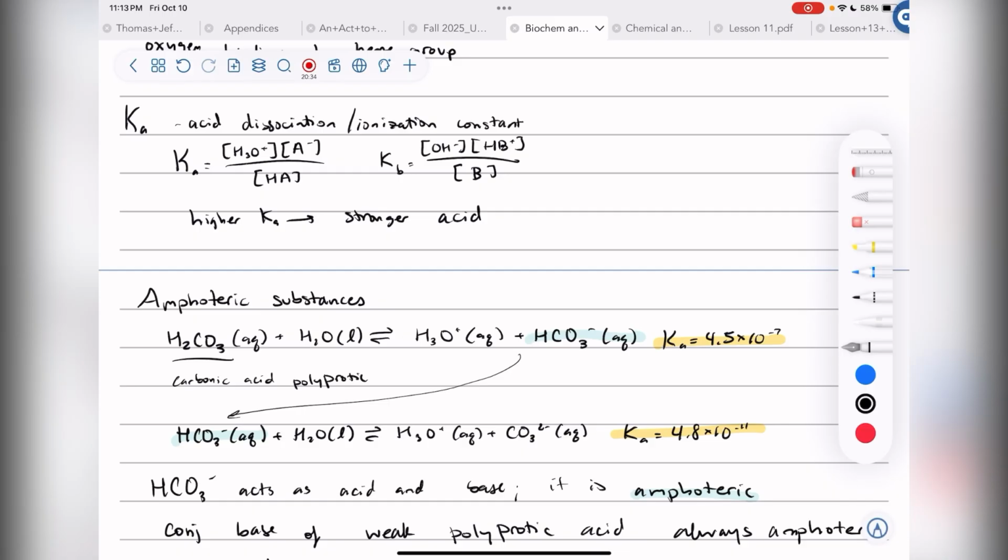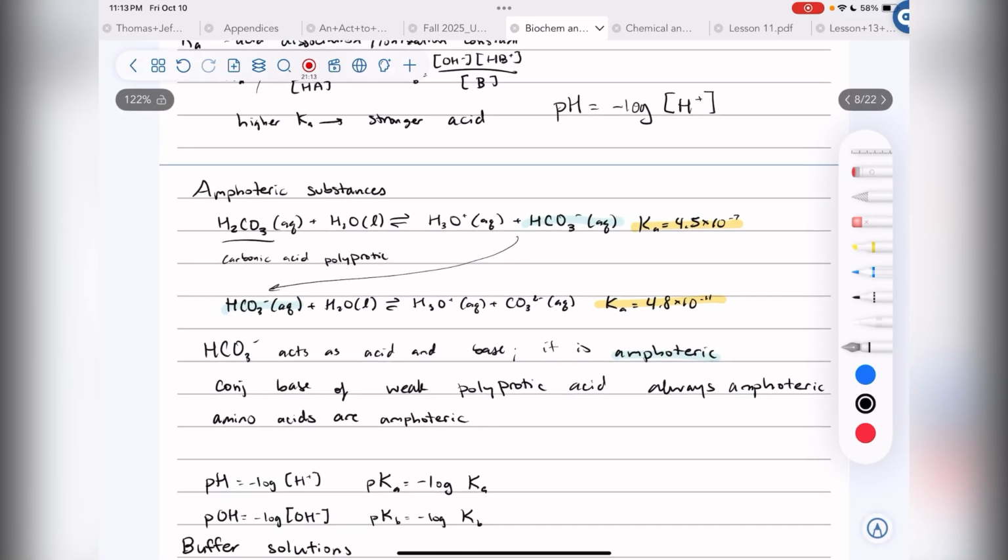Higher Ka means stronger acid, obviously, because that means there's going to be more H plus in the solution, right? And then the higher H plus there is, if you remember pH, it's the negative log of the hydrogen concentration, right? So if you have more hydronium ions in there, then it's going to be a stronger acid. Higher Ka, stronger acid.